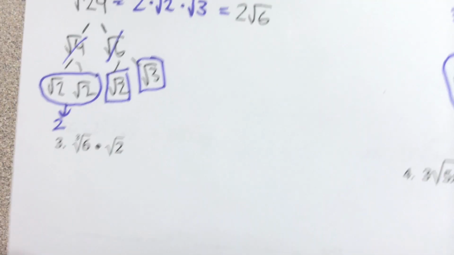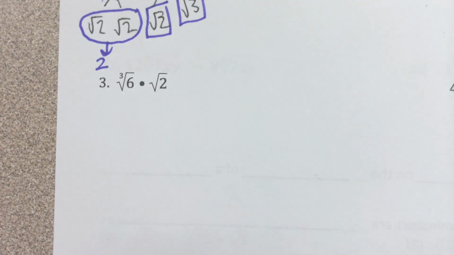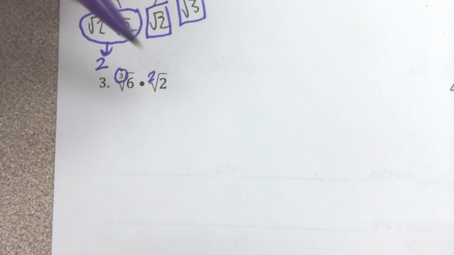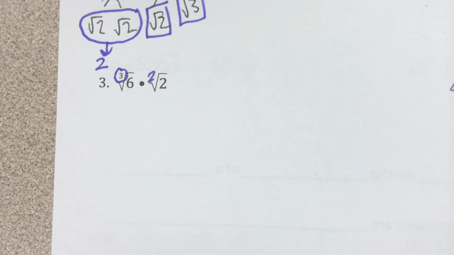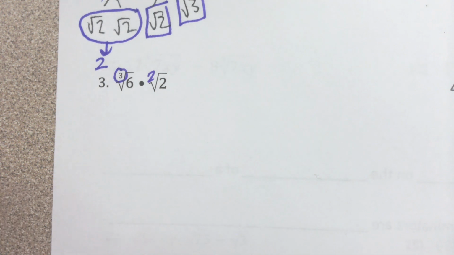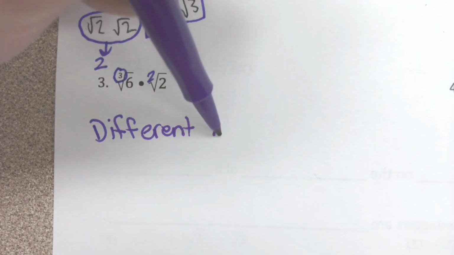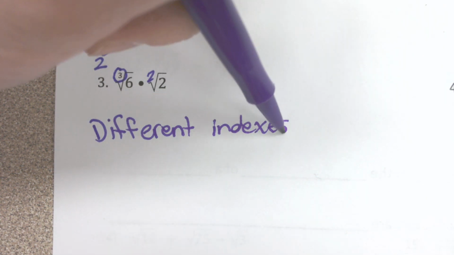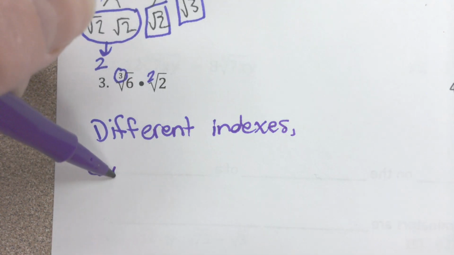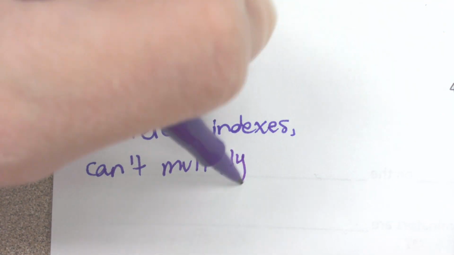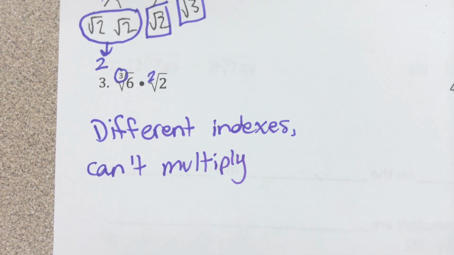Number 3. Cube root of 6 times the square root of 2. I hope you caught on to it pretty quickly. These have different indexes. So that's exactly what I'm going to say. Different indexes. Can't multiply. If you can't multiply it, then you won't multiply it. That's it.